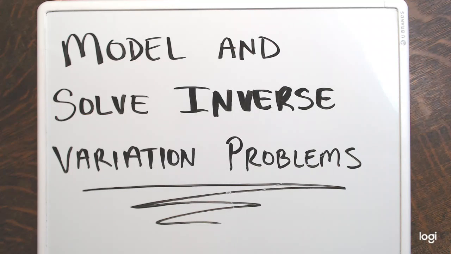Hello and welcome to this video on modeling and solving inverse variation problems. In this video I have a couple of examples, just two, but with several parts to them, in which I have a couple of quantities that are inversely proportional, or one quantity varies inversely with another. We'll talk about what that means and how to use that concept of inverse variation to set up a relation, or a function, between two variables, two quantities, and then answer some questions.